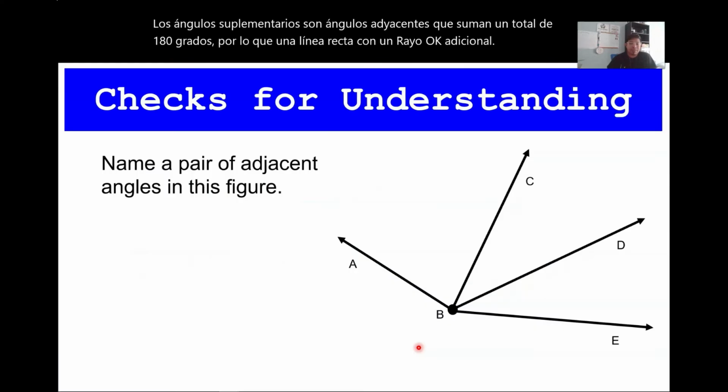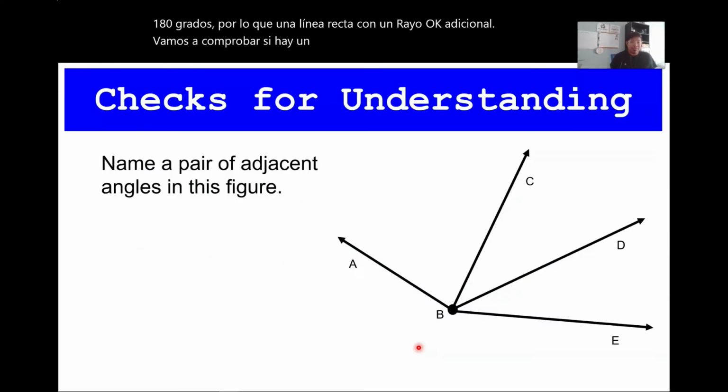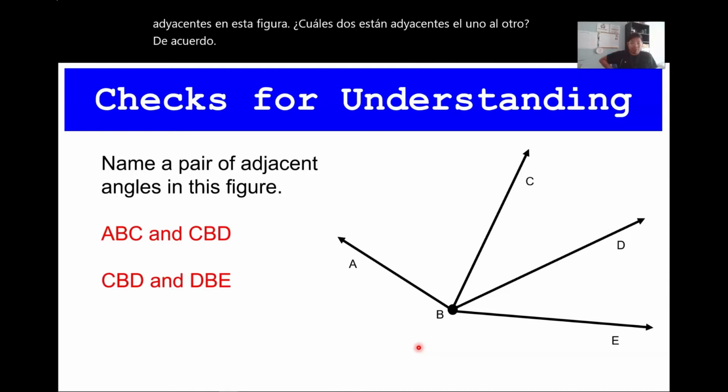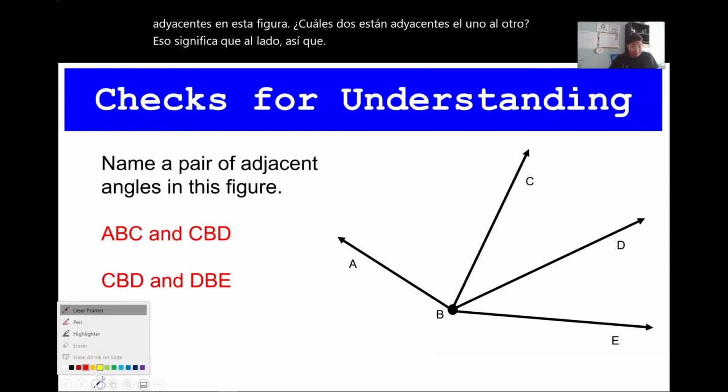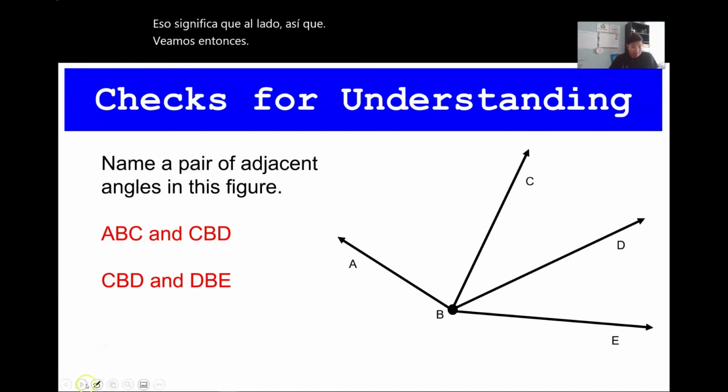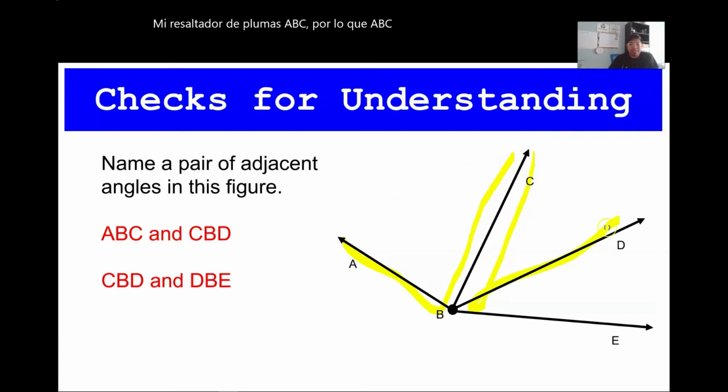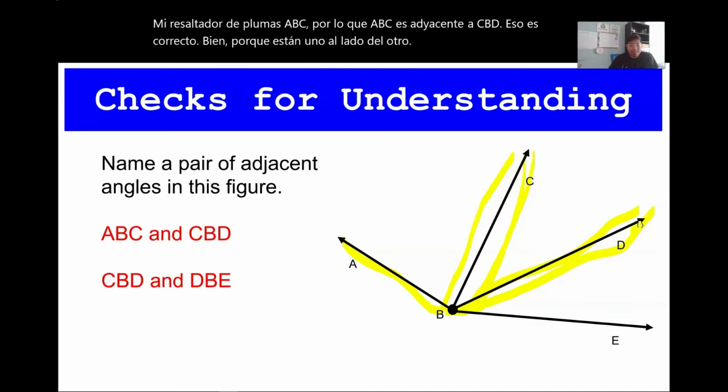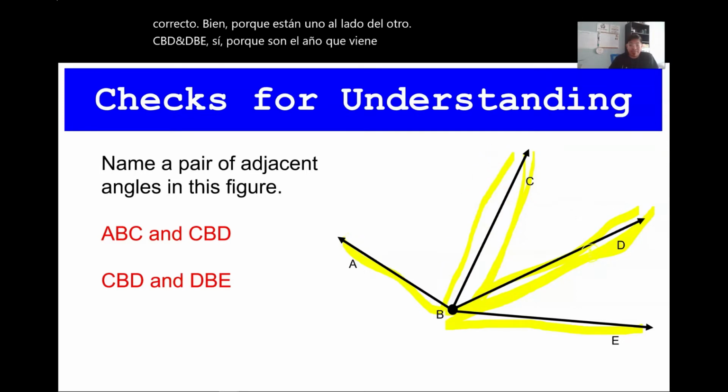Let's check for our understanding. Name a pair of adjacent angles in this figure. So which two are adjacent to each other? Okay? That means next door. So let's see then. ABC is adjacent to CBD. That is correct, because they're right next to each other. CBD and DBE, yes, because they are next to each other. It wouldn't make sense for ABC and DBE because they're not next to each other.